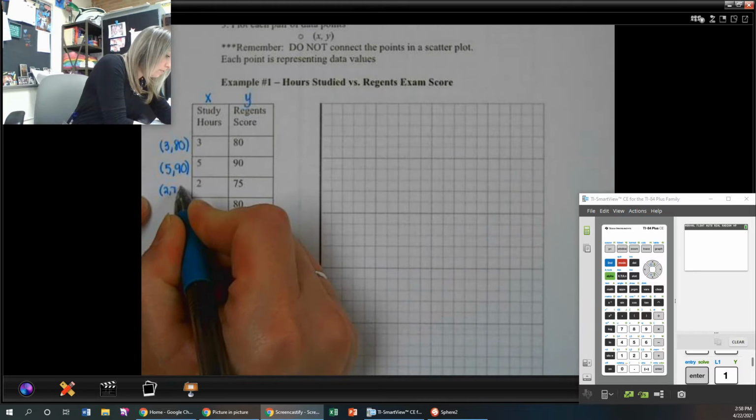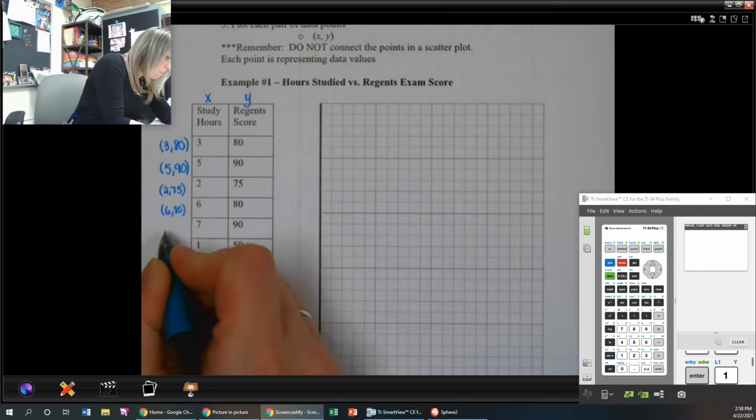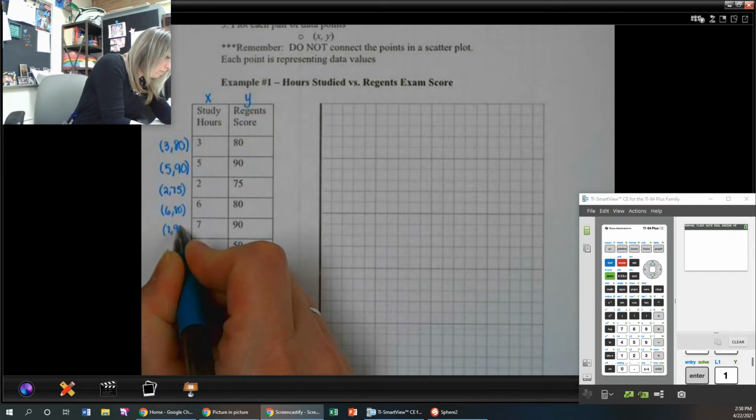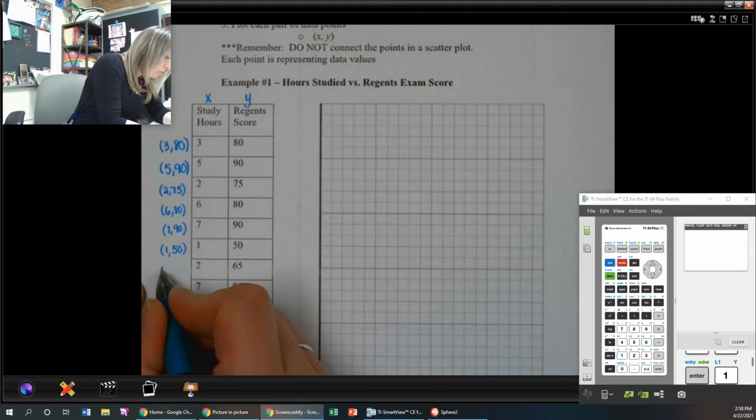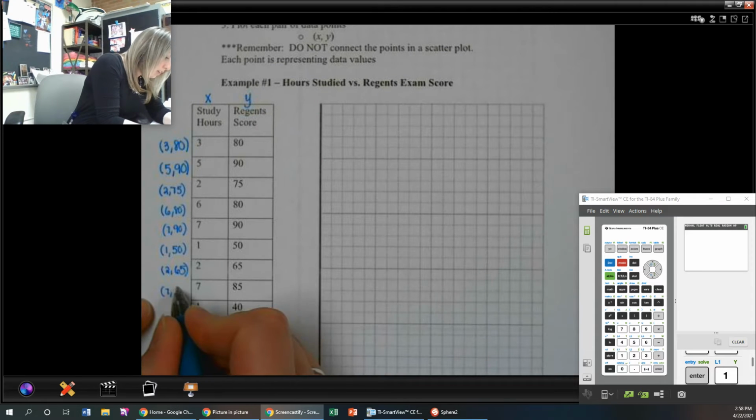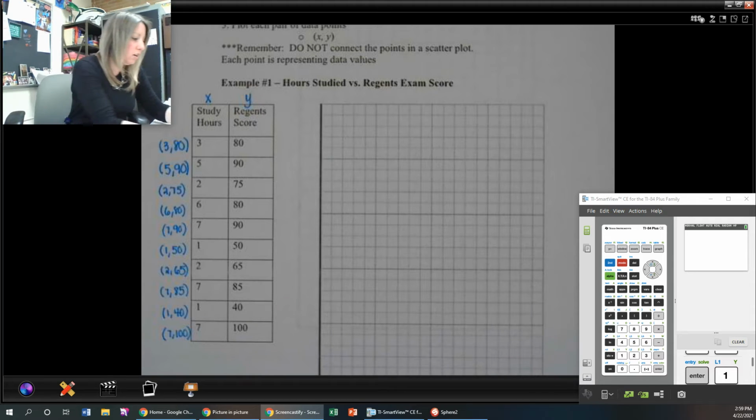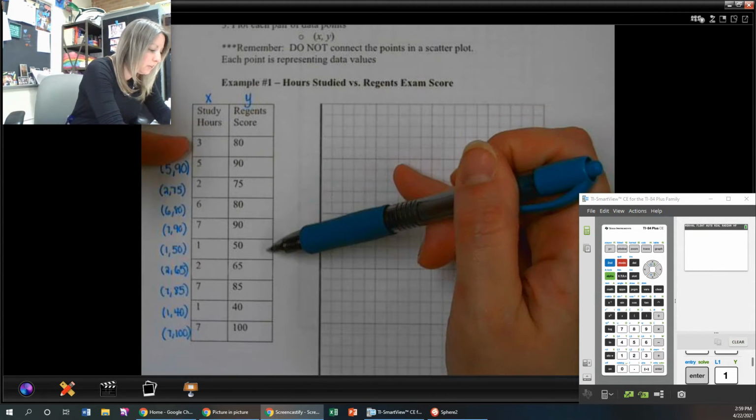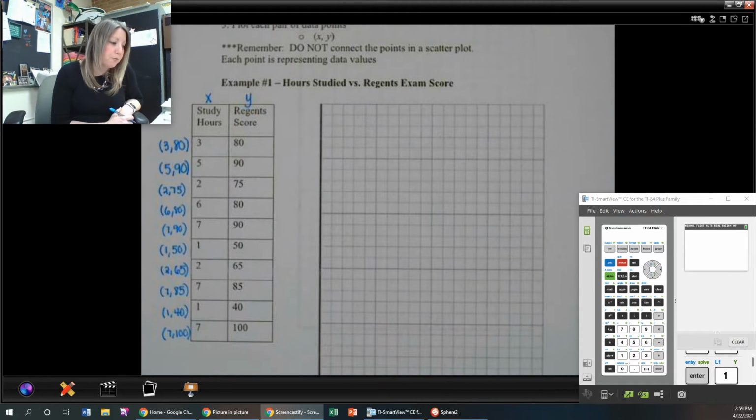2, 75, right? 6, 80, 7, 90, 1, 50, 2, 65, 7, 85, 1, 40, and 1, 00. So those will be our 1, 2, 3, 4, 5, 6, 7, 8, 9, 10 points that we plot on this graph, right?